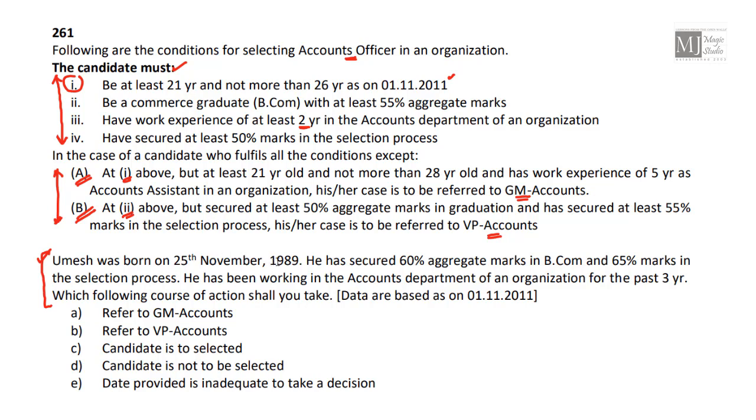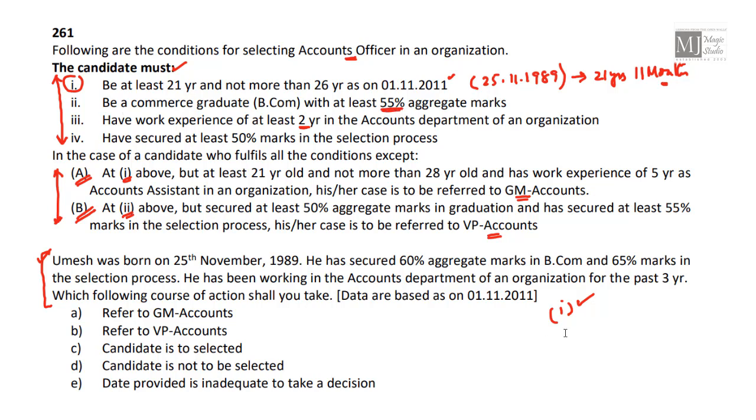Umesh was born on 25th November 1989. So his date of birth is 25th November 1989. From 1989 to 2011 completed, he's 21 years and more than 11 months of age. Condition number 1 fulfilled. He has secured 60% aggregate marks in BCom.